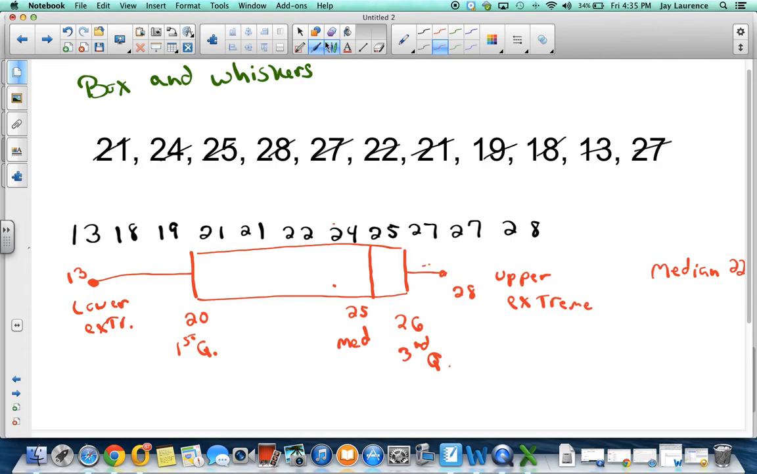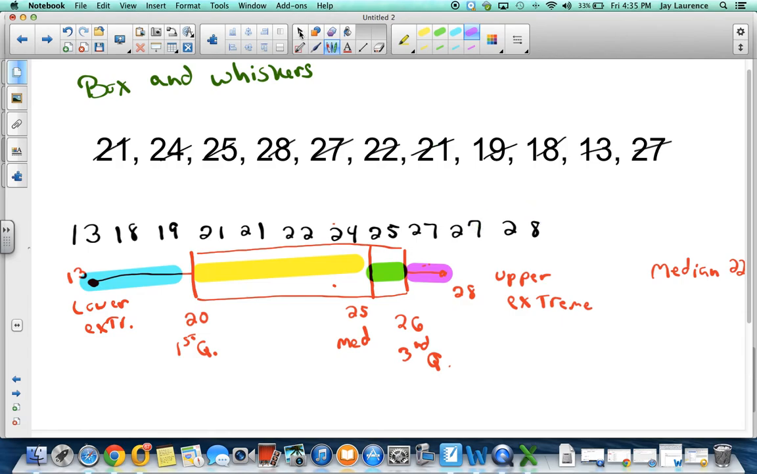Now the cool thing is, this data is broken into quartiles, meaning fourths. If you look, 25% of the data falls here. Another 25% falls here. A third 25% is here. And then a final 25% is here. Okay, so it's broken up this way. 1, 2, 3, 4, 5, 6. 1, 2, 3, 4, 5.